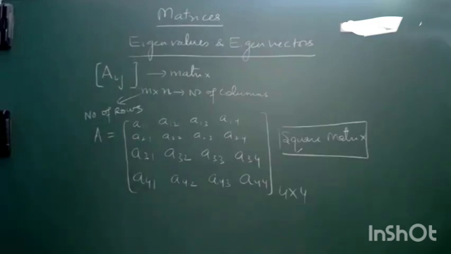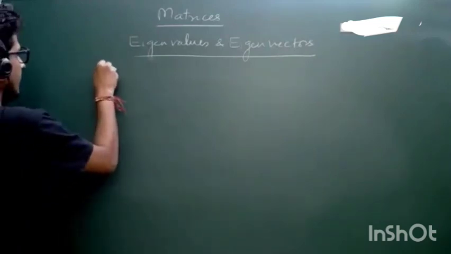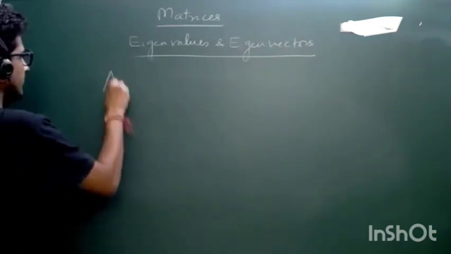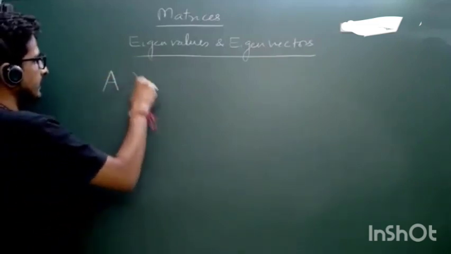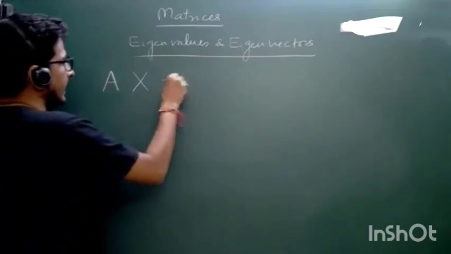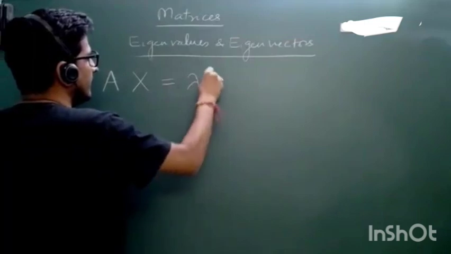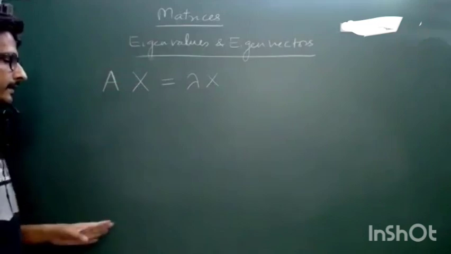Okay, now let me explain. So let me explain what do you mean by eigenvalues and eigenvectors. So suppose A is any square matrix. A is any square matrix, and so suppose I apply this A on some another matrix X, and we get some lambda times X, and X is suppose a column matrix.